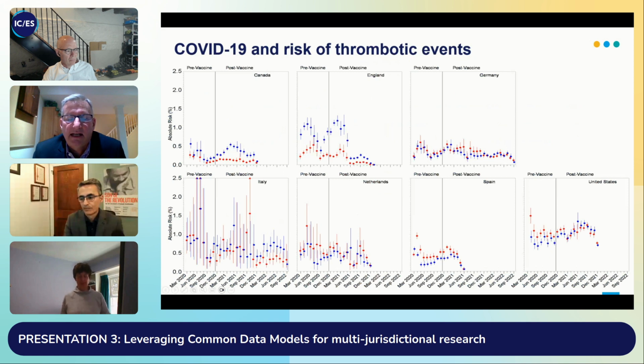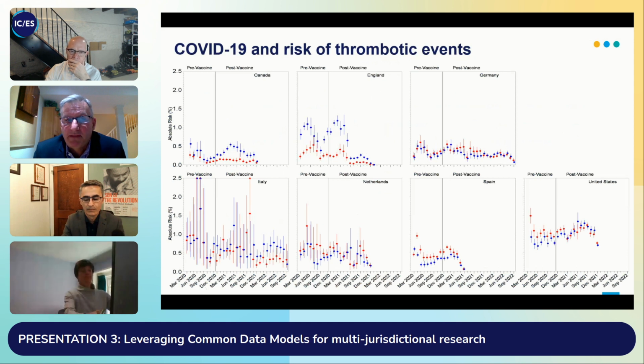This just gives a sample of one of the figures from that report. It's a monthly time series of the 90-day rate of these outcome events. The blue is the venous thrombotic events, red arterial thrombotic events. The upper left-hand corner is the results from Canada. The lower right-hand corner, the results from the United States. And then England, Germany, Italy, Netherlands, and Spain between them. As you can see here, a fair bit of heterogeneity across countries. Some of the lowest rates in Canada, some of the highest in the United States.